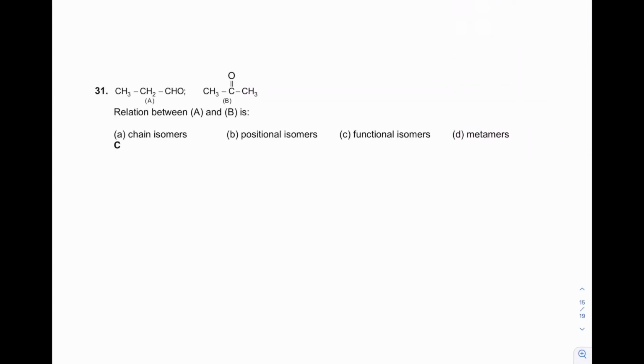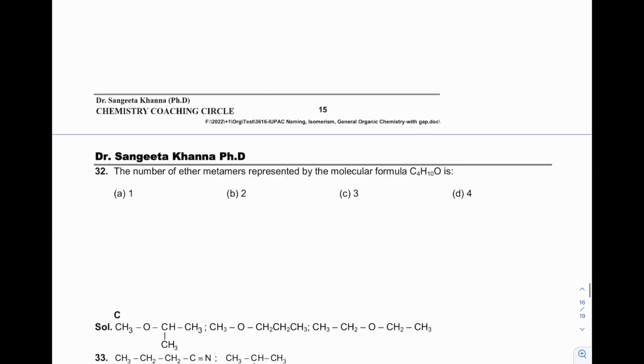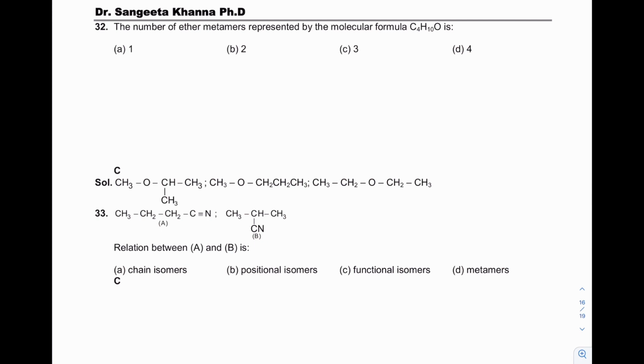Next, this pair are aldehyde and ketone, they are functional isomers. It is C. Next, the number of ether metamers represented by 4 carbon. In 4 carbon, one isomer is 1 and 3. In 1 and 3, it can be propyl and isopropyl. Then 2 and 2, so total 3 isomers.